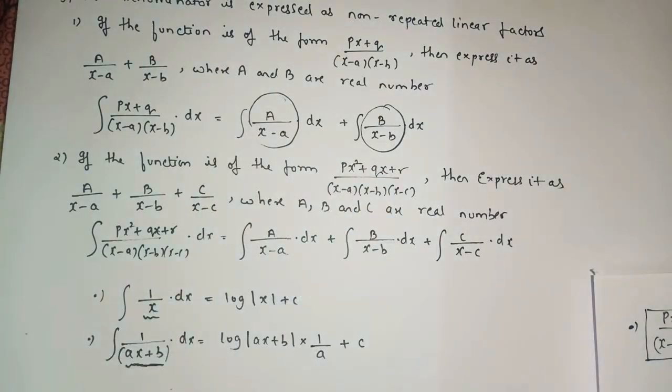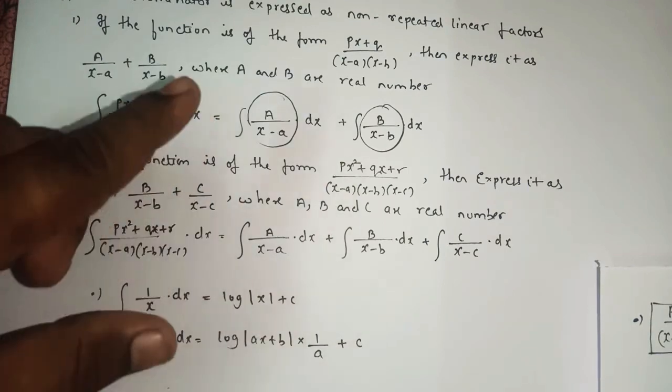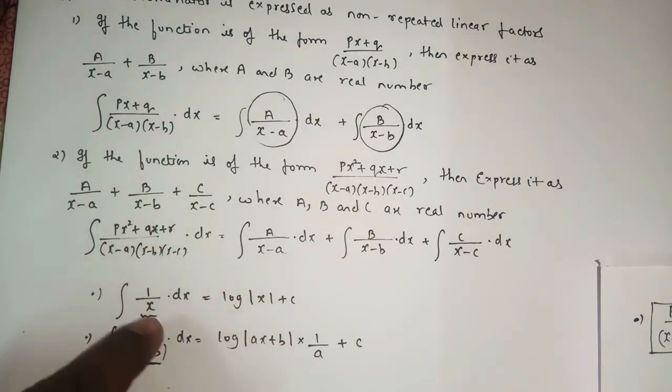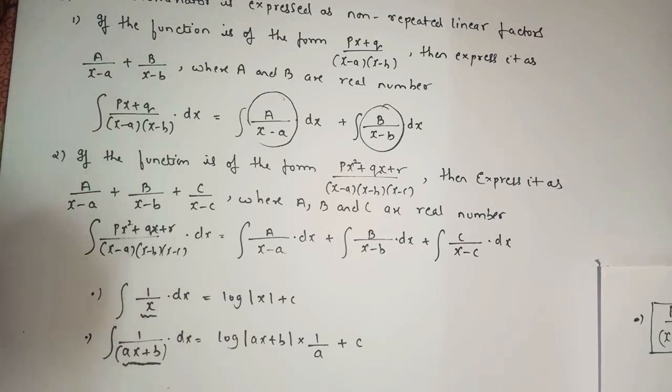So for this type, the last step will be that you will apply the integration of 1 upon x, where you will get log mod of x plus c. Understood? Got the point? Okay.